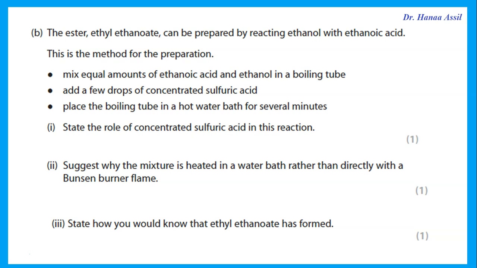The ester ethyl ethanoate can be prepared by reacting ethanol with ethanoic acid. This is the method for preparation. Mix equal amounts of ethanoic acid and ethanol in a boiling tube. Add a few drops of concentrated sulfuric acid. Remember, to make an ester, we react alcohol with acid. In presence of concentrated sulfuric acid, place the boiling tube in a hot water bath for several minutes.